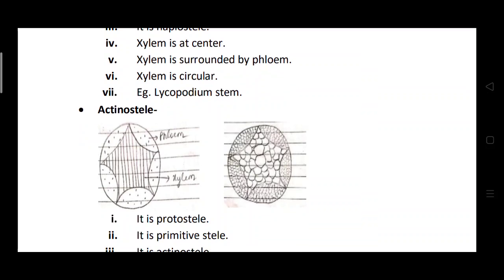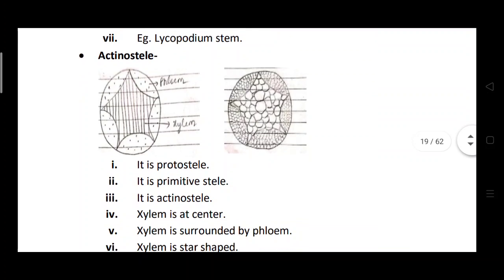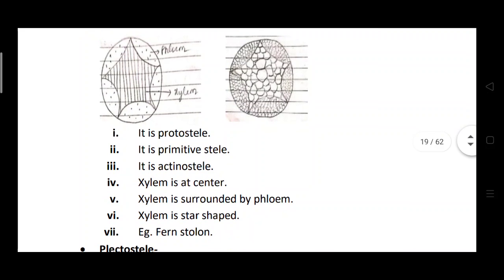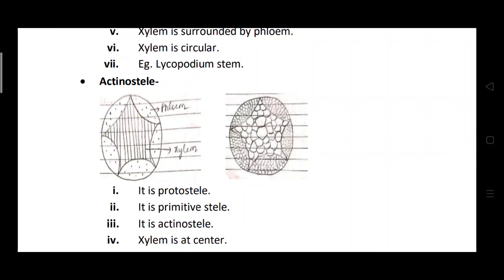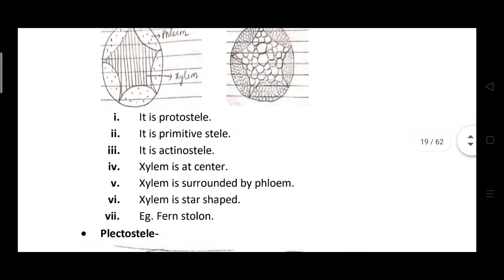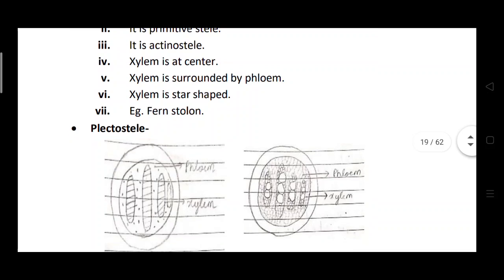Then the second type of protostele is the actinostele. The same characters you have to write here. It is a protostele, a primitive stele, and the xylem is present at the center, surrounded by the phloem, but the xylem is star shaped. You have to see this picture. The xylem is star shaped and its example is the fern stolon. So the main characteristic of the actinostele is the star shaped xylem.